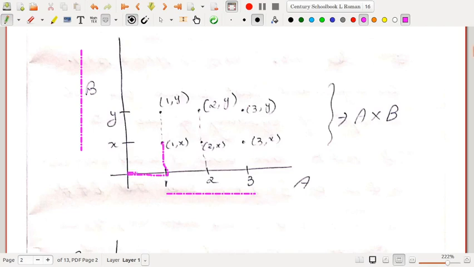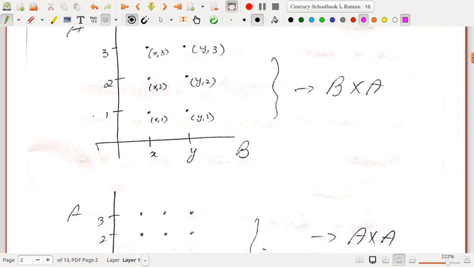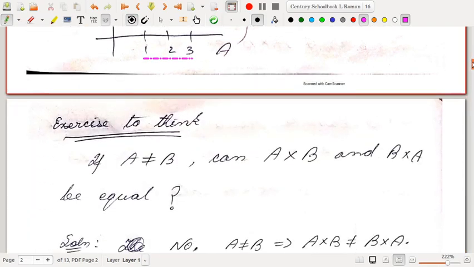Similarly (1, y) will be from here to here and then travel up to this position. So (1, y) is this point. Similarly (2, y) is this, (2, x) is this, (3, x) is this, (3, y) is this. So in the diagram we can represent it this way. Similarly B cross A can be represented this way. We can also have A cross A, where the same set is taken product with itself. So this is the set A cross A, right?